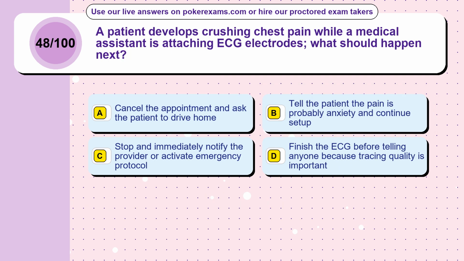Question 48. A patient develops crushing chest pain while a medical assistant is attaching ECG electrodes. What should happen next? Option A. Cancel the appointment and ask the patient to drive home.